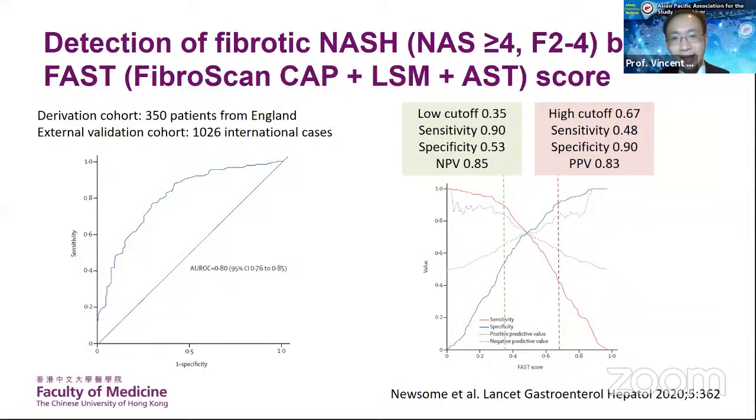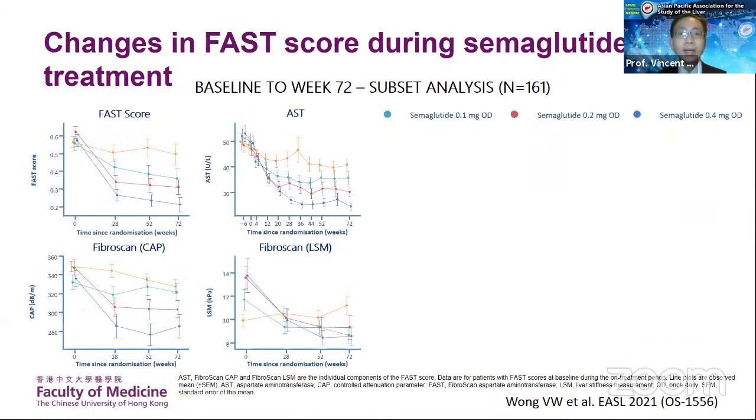One of the most extensively validated tests is the FAST score, which combines CAP and liver stiffness measurements by VCTE, as well as the AST level. We and many Asian investigators contributed to the validation cohort. At cutoffs of 0.35 and 0.67, the score had 90% sensitivity and 90% specificity to rule out and rule in fibrotic NASH respectively. Can we use the score to monitor treatment response?